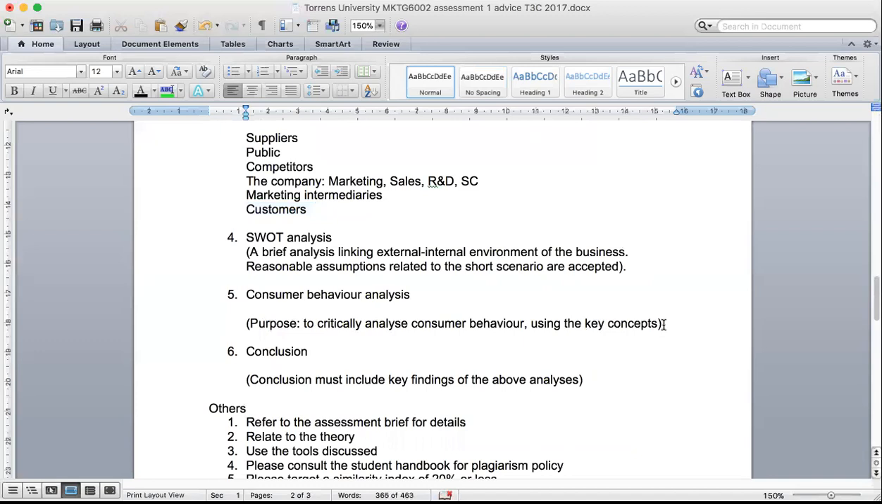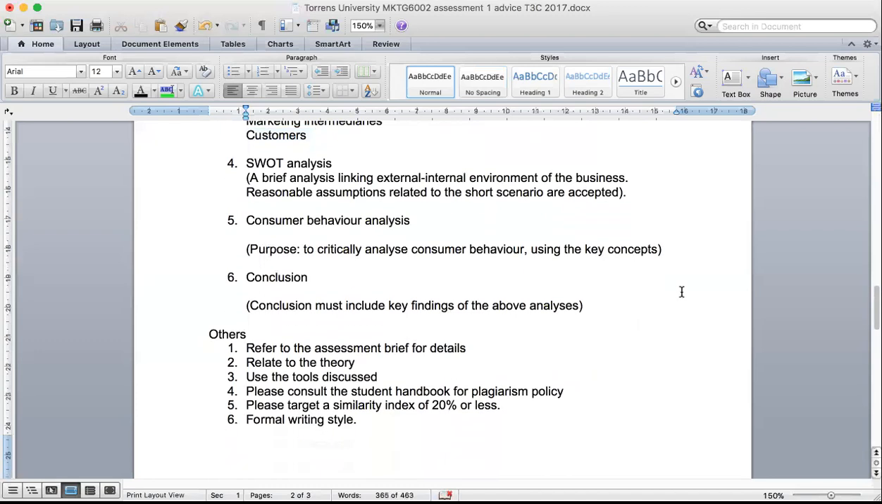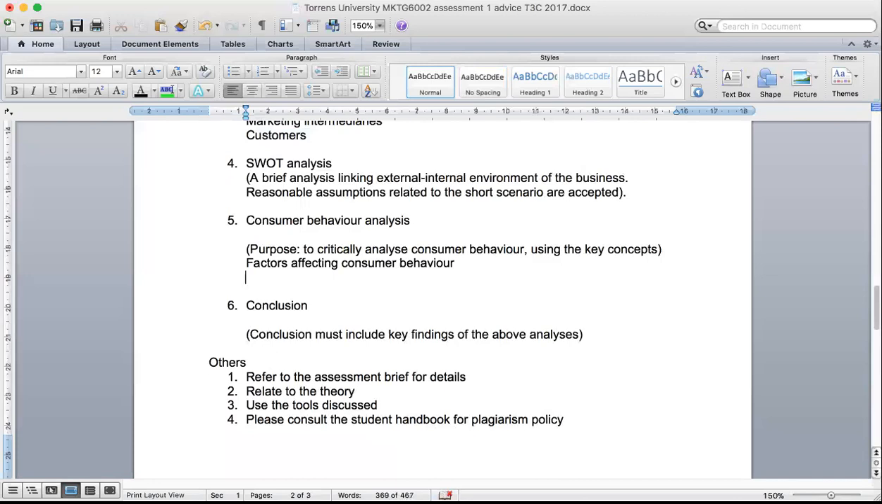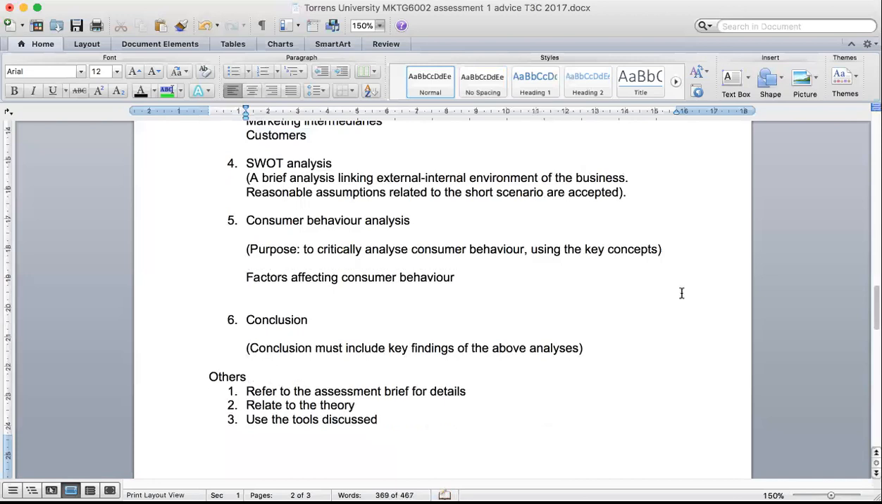So next week and the next couple of weeks, we will be busy analyzing and discussing concepts that are related to your assessment one. There are some factors that you need to look at. Here you need to look at factors affecting consumer behavior. You can also analyze their buying process, and so on and so forth.